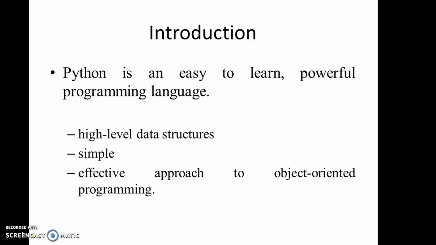In the previous slide, we discussed that there is a great demand for Python in the software industry. The reason is Python is very easy to learn and also it is so powerful. Why is it so powerful? It has all the data structures required for programming for any kind of application, and it is so simple, and also it applies the object oriented approach.